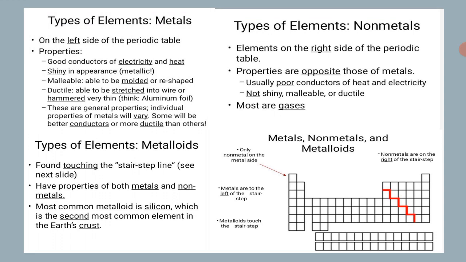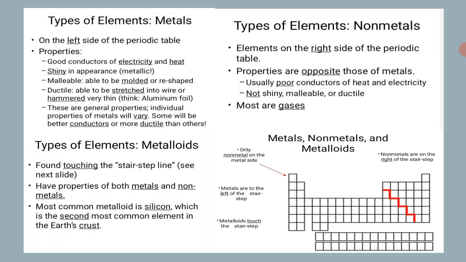The types of elements: metals, on the left side of the periodic table. The properties of the metals are: they are good conductors of electricity and heat, shiny in appearance, malleable, able to be molded or reshaped, and ductile, able to be stretched into a wire or hammered very thin. These are general properties. Individually, properties of the metals will vary. Some will be better conductors or more ductile than others.